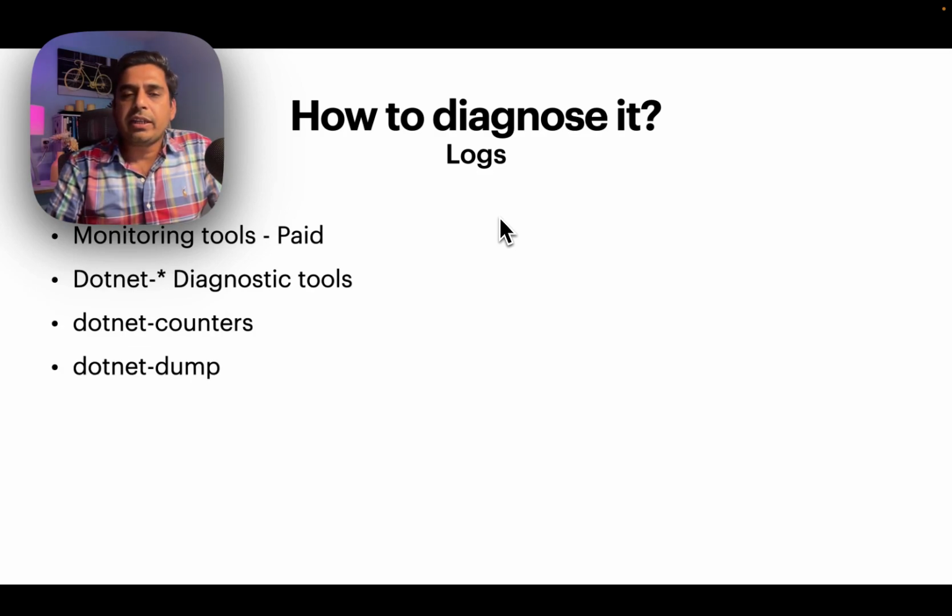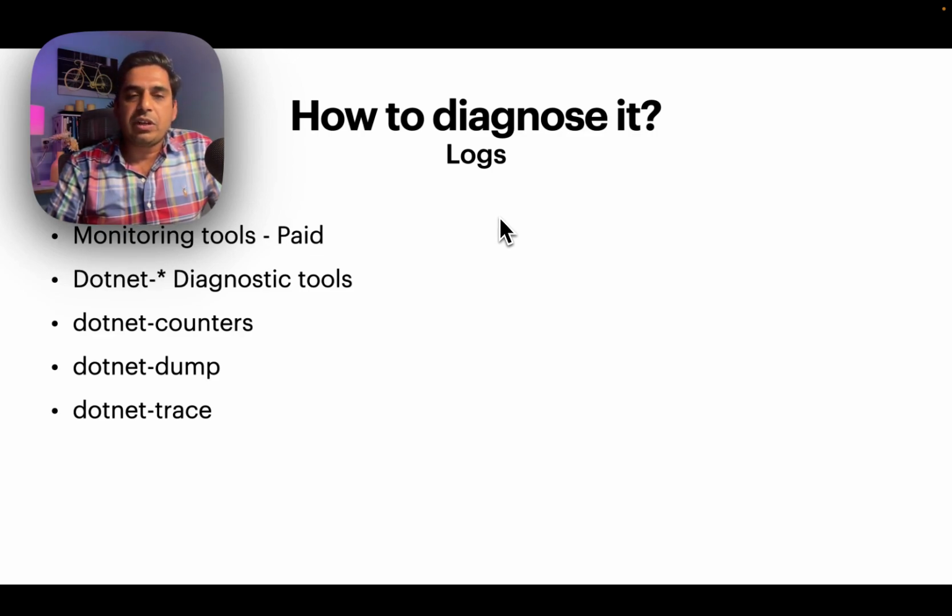Then we're gonna look at dotnet-dump. You can trigger a dump on certain conditions. You can take a full dump. Today we're gonna take a full dump of the memory, and then we will analyze it and see what is inside that memory dump.